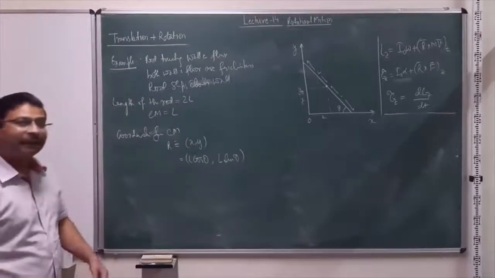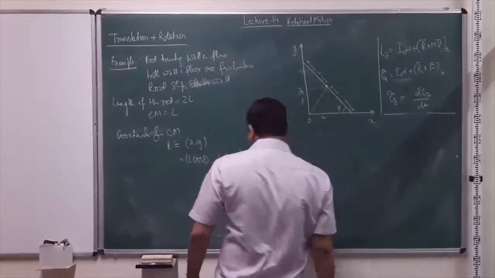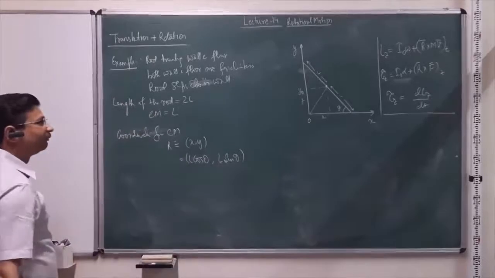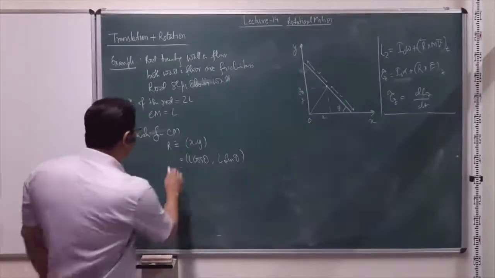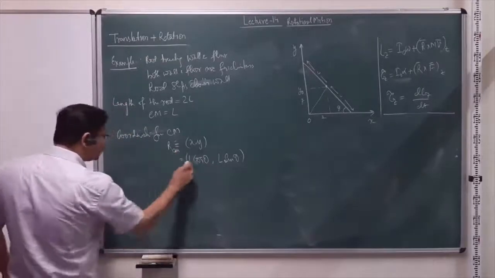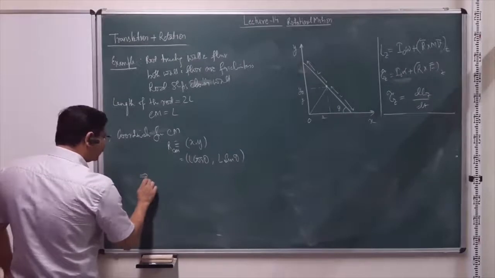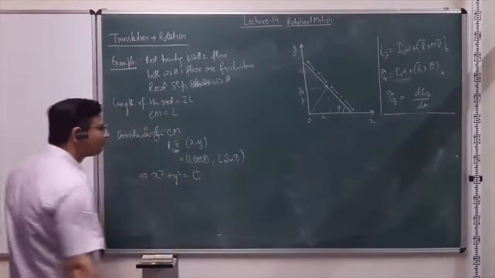L cos theta and L sin theta. This can be readily seen by looking at the geometry of the system, right? So the coordinates of the center of mass are L cos theta, L sin theta, and this also gives us a condition that x squared plus y squared is equal to L squared, right?